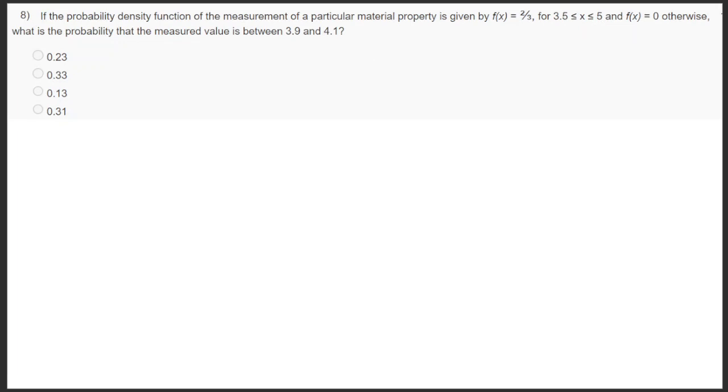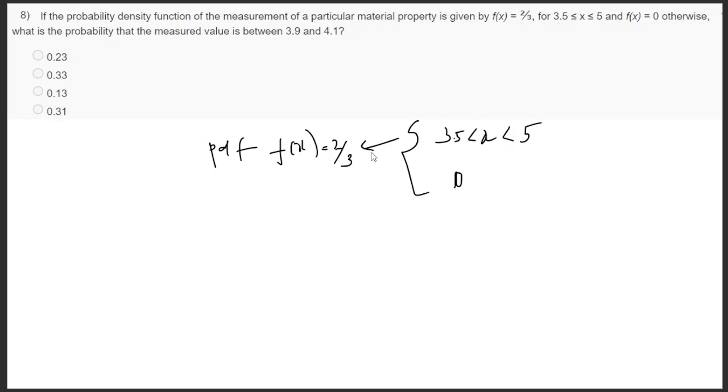Let's go to the eighth question. If a probability density function of a measurement of a particular material property is given by f of x is equal to 2 by 3 in the given interval 3.5 to 5, otherwise f of x is equal to 0, they are asking what is the probability that the measured value is between 3.9 and 4.1.